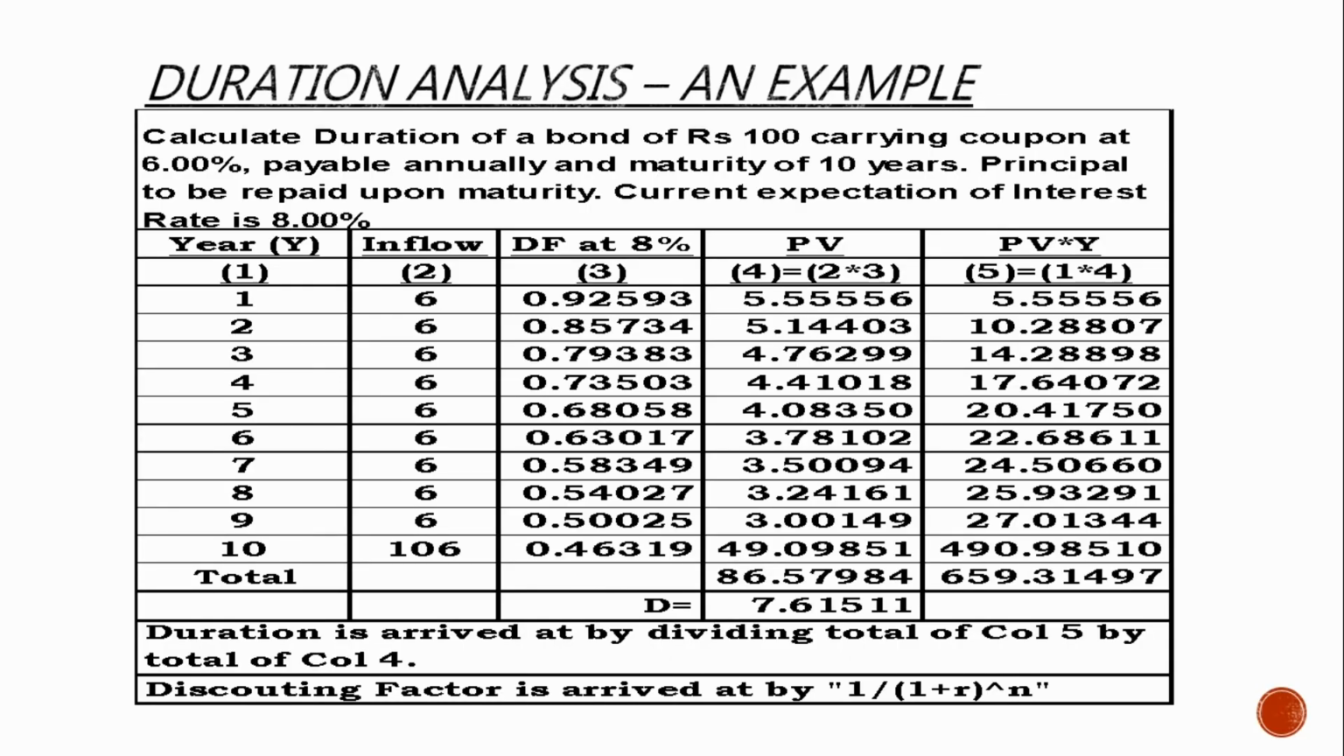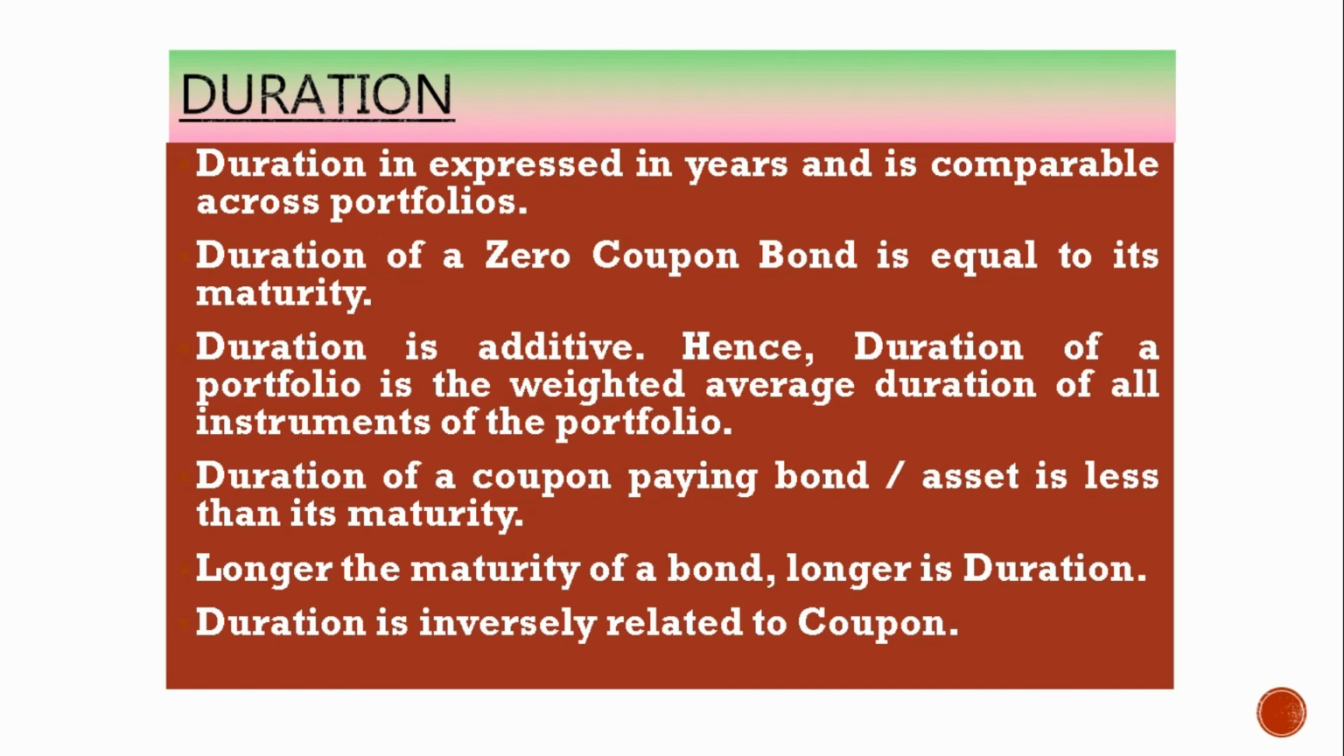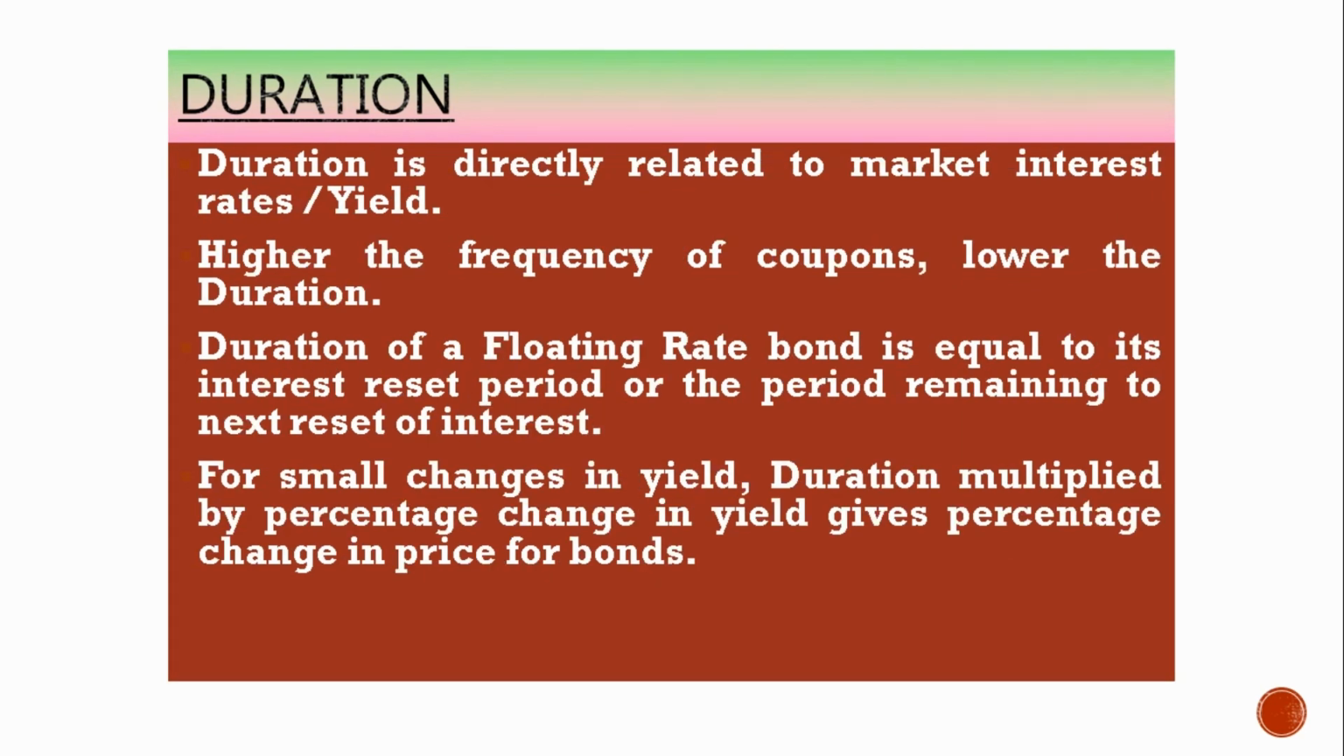So, duration analysis, this is an example. Duration is expressed in years and it is comparable across portfolios. Duration of a zero coupon bond is equal to its maturity. Duration is additive. Hence, duration of a portfolio is the weighted average duration of all the instruments of the portfolio. Duration of a coupon paying bond is less than its maturity. Longer the maturity of a bond, longer is the duration. Duration is inversely related to coupon. Now, duration is directly related to market interest rate or yield. Higher the frequency of coupons, lower is the duration.